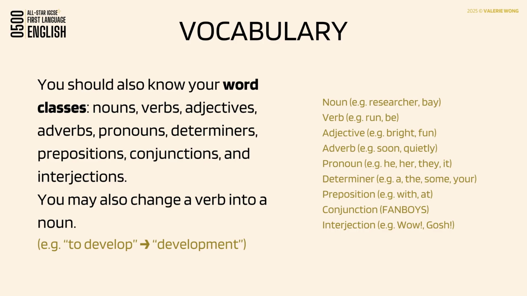You don't say I to be, nor do you say I be. Well, unless you're talking about different types of sentences. But in the simple present, I am, you are, he or she is, for example. Adjectives describe or give more information about a noun, for example, bright and fun. Adverbs modify a verb, an adjective, or another adverb. They tell us how often, where, and when. Adverbial phrases also act as adverbs. For example, soon, quietly, maybe even from time to time.